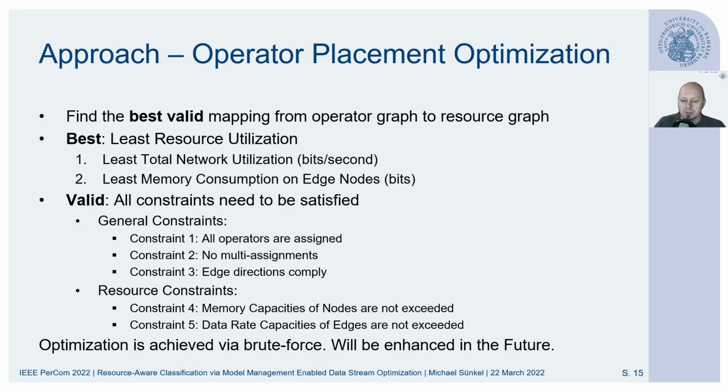The resource constraints simply tell that the physical limitations of the infrastructure are not exceeded. We have memory capacities of physical nodes and data rate capacities of communication channels between physical nodes. And those are not allowed to be exceeded in order to be a valid mapping.